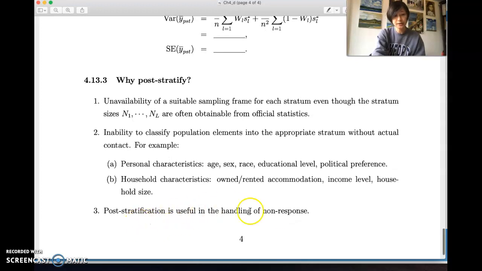And thirdly would be handling the non-response cases, which we will come back to later on in chapter 7. Okay, so that's it for this week, stratification.